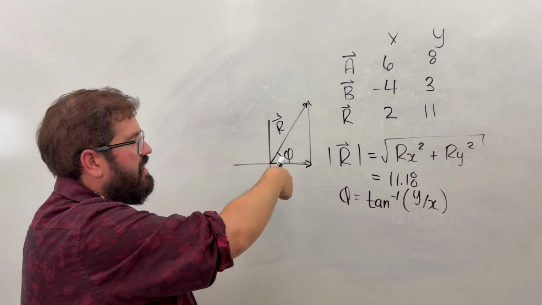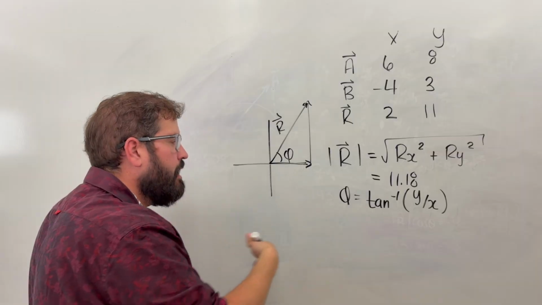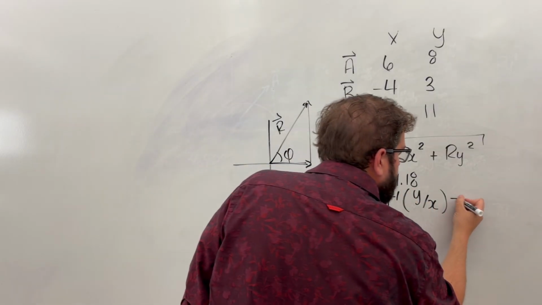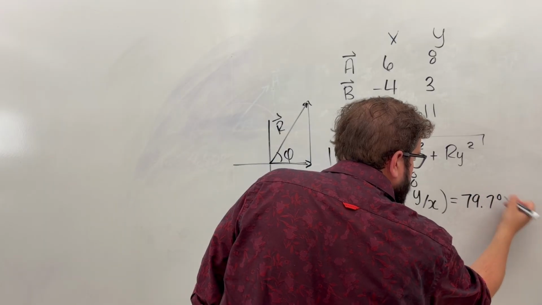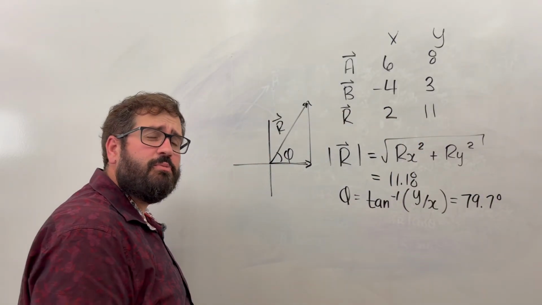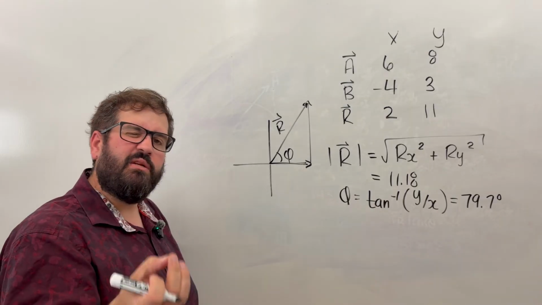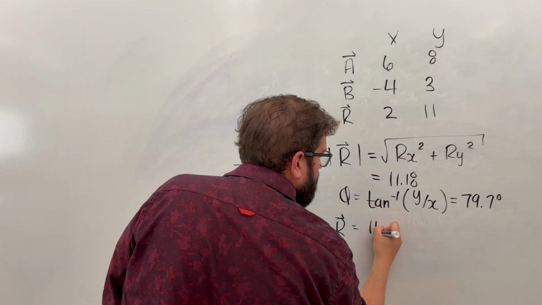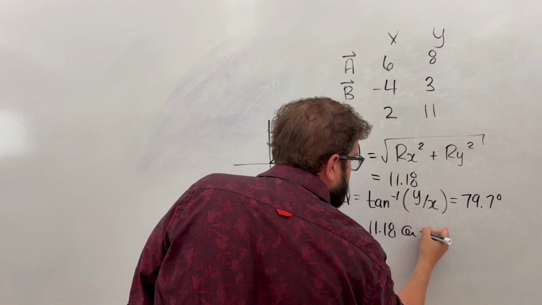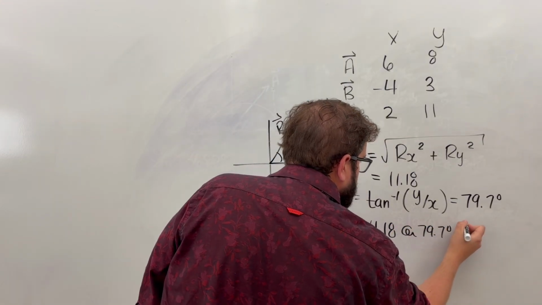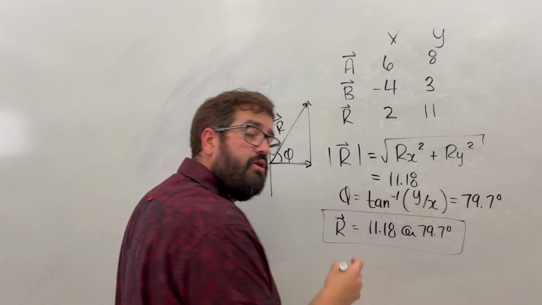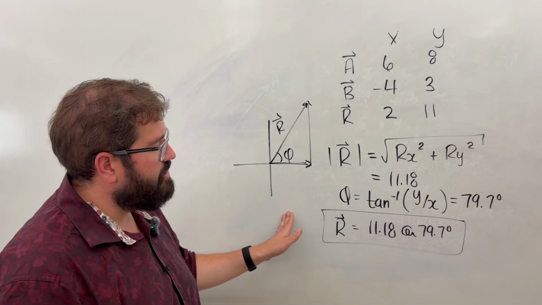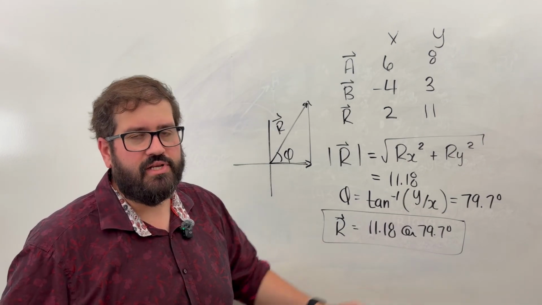I put the angle so that the x component was adjacent to it. And when we put 11 over 2 and use that trig function, we will get 79.7 degrees, which means we have all the pieces to our answer. We just need to put them together. We know that vector R equals 11.18 at 79.7 degrees. What I hope you're noticing is that this was very close to the answer I got with method 1, graphical vector addition, but it's just a bit more accurate and precise.